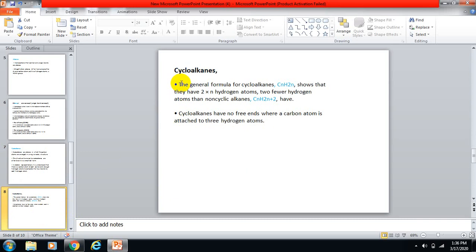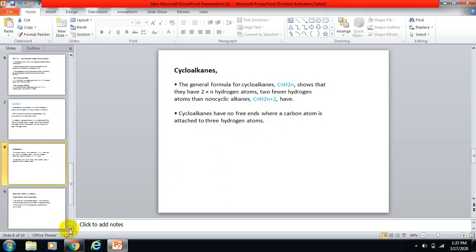Now cycloalkanes. Look at the formula for this. The general formula for cycloalkanes is CnH2n, there is no plus 2. Why? Because this is a cycle or a ring shape. So they have 2n hydrogen atoms, which is 2 fewer hydrogen atoms than non-cyclic alkanes. Non-cyclic alkanes are what? The common alkanes, with CnH2n+2. Cycloalkanes have no free ends, remember. Sorry, have no free ends, where each carbon atom is attached to other carbon atoms. It is ring shaped.